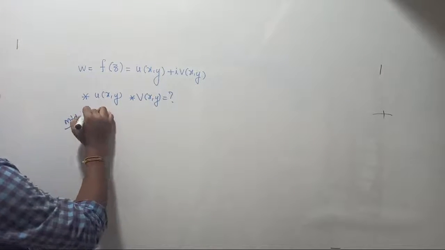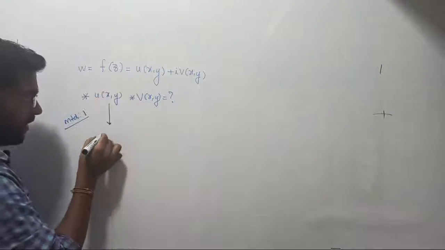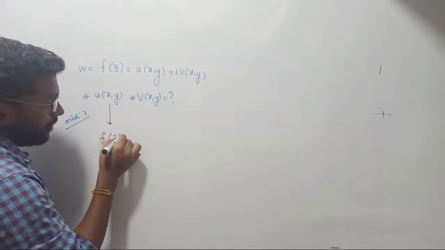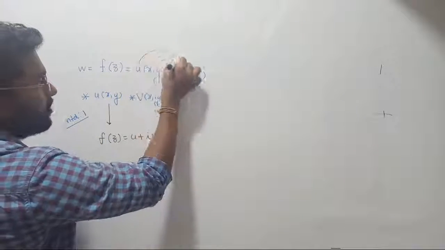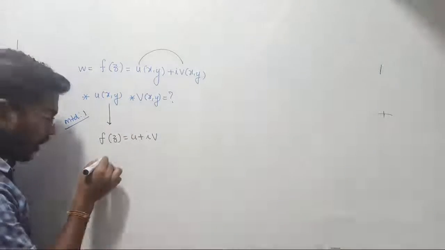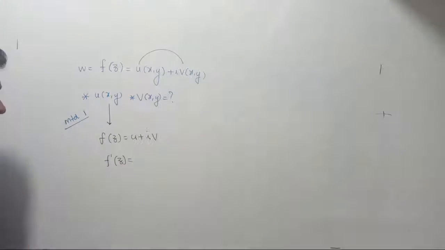Function u is given, right? Since u is given, see, we all know, let us write. f of z can be written as u plus i into v. Do you all agree with me? Yes, it can be written as u plus iv only, f of z. Now, let me know, what about f dash of z? So let me write like this.